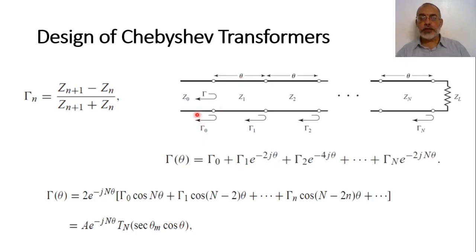In this case, the total reflection coefficient gamma would be gamma naught plus gamma 1 e to the power minus j theta, gamma 2 e to the power minus 4 j theta, until gamma n e to the power minus 2 j n theta, where gamma 1 is a reflection from the first transmission line to Z naught, gamma 2 is a reflection from transmission line 2 to transmission line 1, and so on. Gamma n in general is Zn plus 1 minus Zn over Zn plus 1 plus Zn.